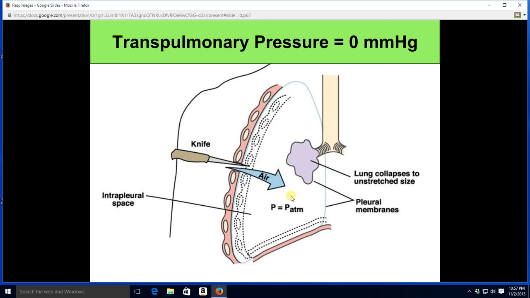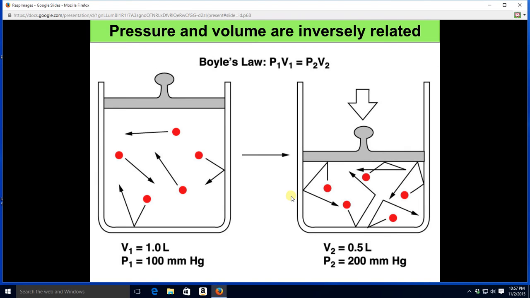Put your fist up against your chest, and it's such a difference right there. So we don't want this to occur. And so this relationship between intrapulmonary and intrapleural pressure, this transpulmonary pressure, must always exist. All right, wonderful. Let's keep going.